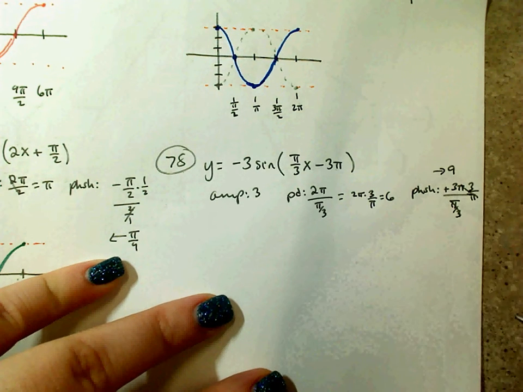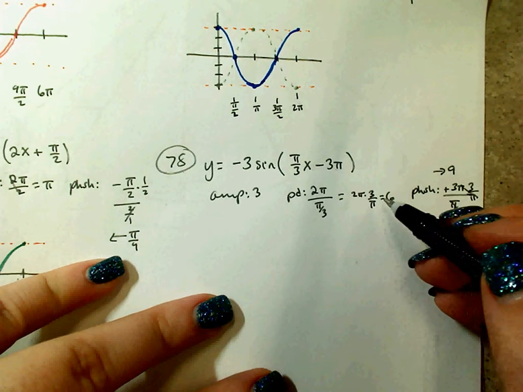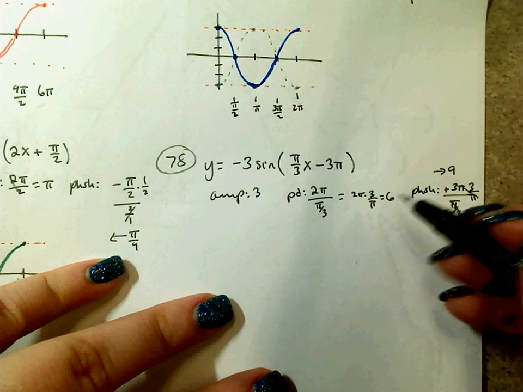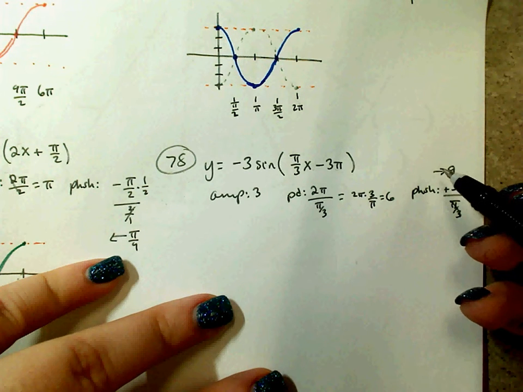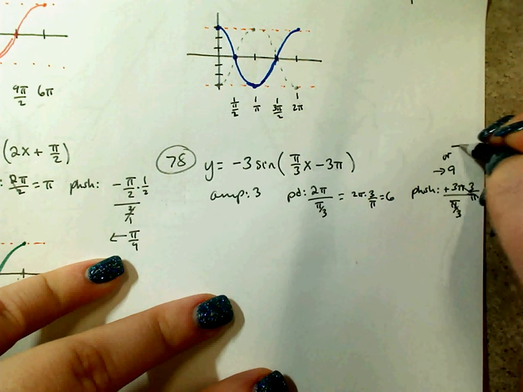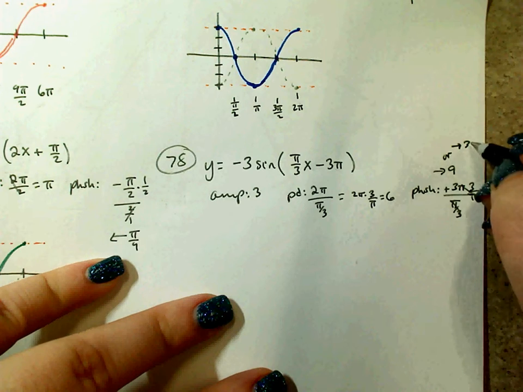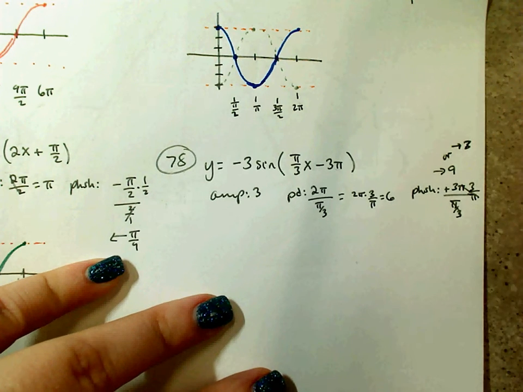Now 9 is a period and a half. Since 6 is the period, that means go right a period and a half. But if I go right a period and a half, I might as well just be going to the right 3. But I'll explore that with you for a second.